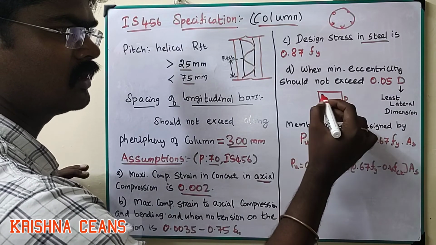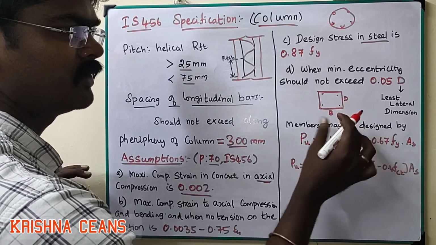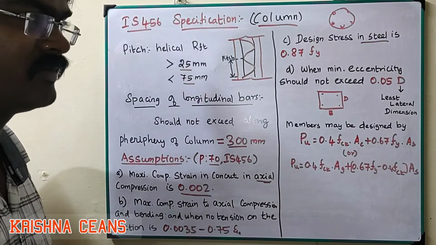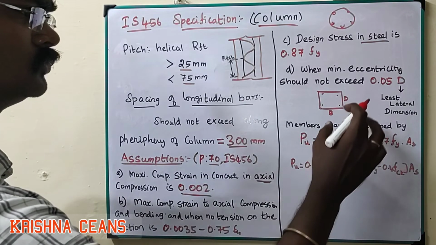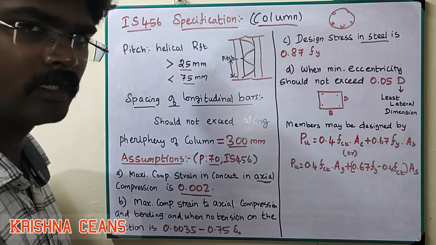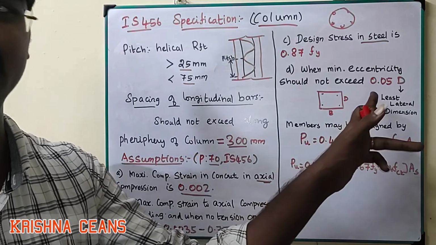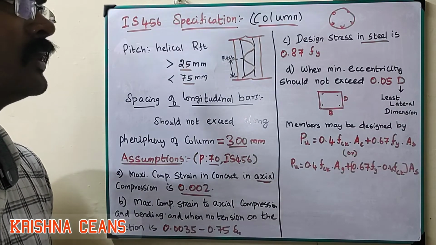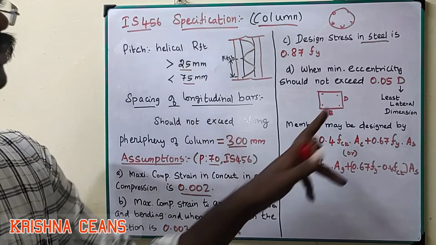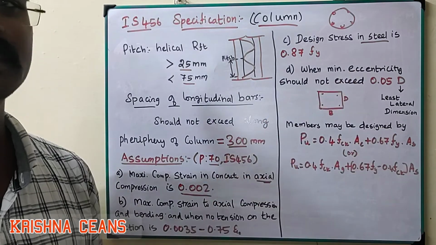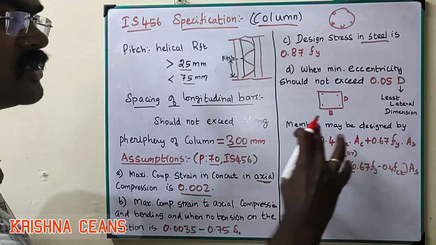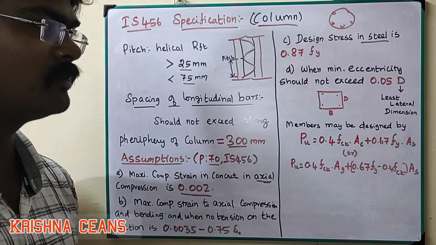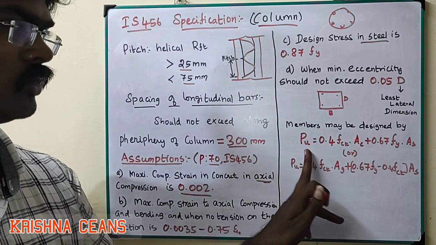B, this is your column. In your column, B and D are mentioned if it is a rectangular column. Among these two dimensions, the least lateral one is what we have to consider here, 0.05 times capital D. It should not exceed the minimum eccentricity value. So this is the formula that is going to be adopted for the calculation of ultimate load.